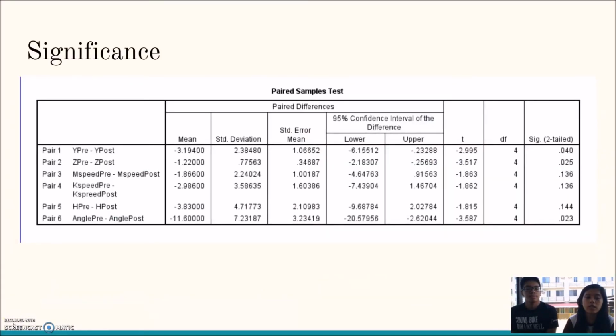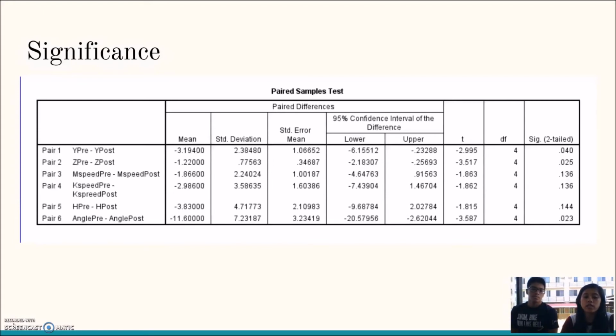So to know the significance of our study, we use the independent t-test. We input our data in a software called SPSS. So we can see in the table that pair 1 is the comparison of the force Y in the pretest and the post-test. Pair 2 is for the force Z, pair 4 for the speed in kph, pair 5 for the height of the ball, and pair 6 for the body angles.